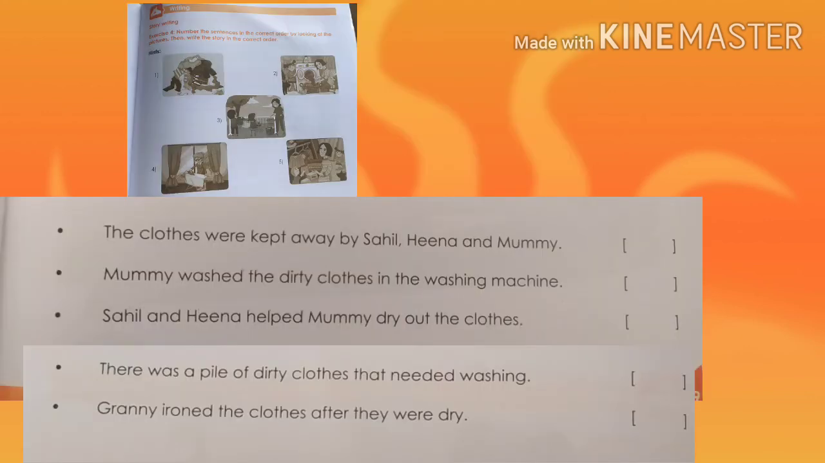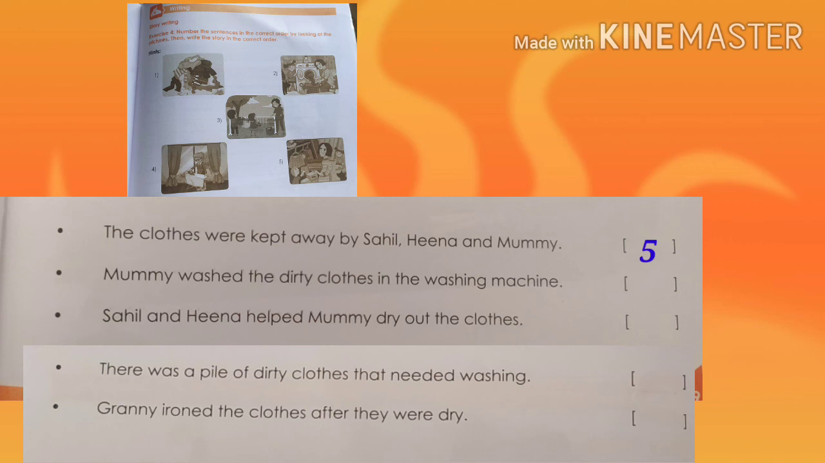Then the next point is story writing. Exercise 4. Number the sentences in the correct order by looking at the pictures. Then write the story in the correct order. The first sentence is the clothes were kept away by Sahil, Hina and Mummy. So students, we can see in the fifth picture Sahil, Hina and Mummy. So we have to give the number 5 to this sentence.